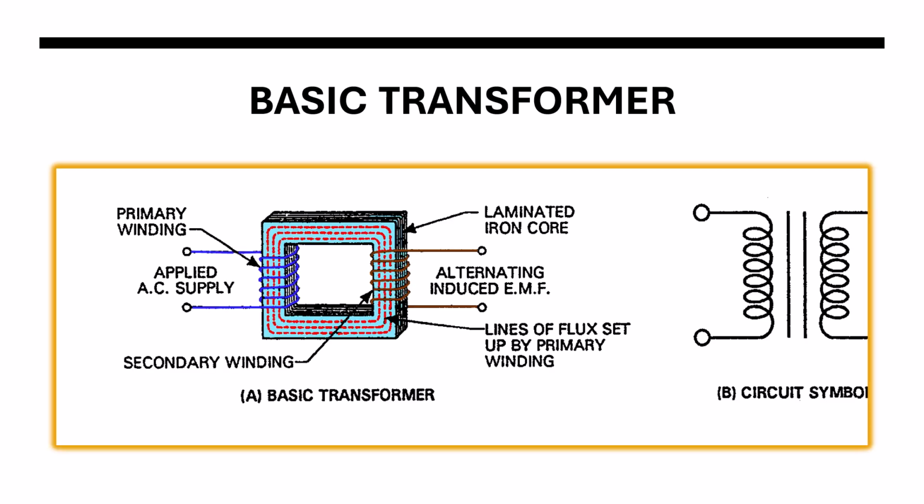Now we are going to discuss the basic operation of a transformer. An electrical transformer is a static electrical machine which transfers electrical power from one circuit to another without changing the frequency. A transformer can increase or decrease the voltage with a corresponding decrease or increase in the current. Have a look at this picture.